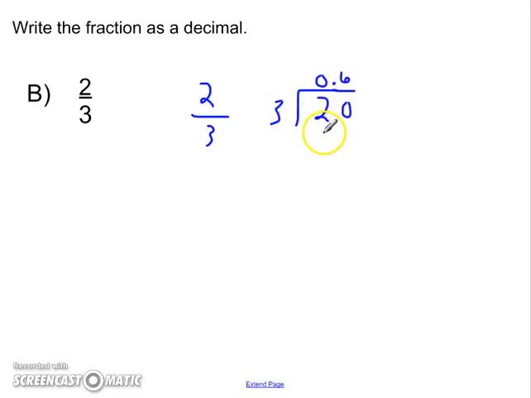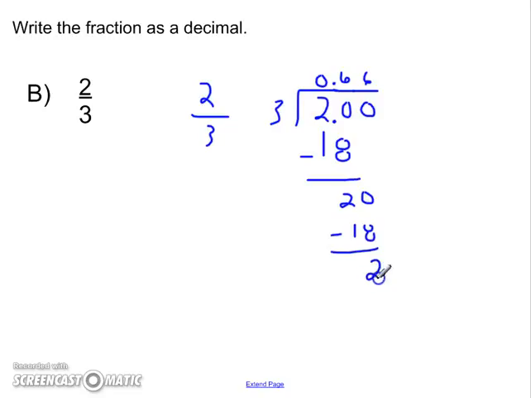3 times 6 is 18, and I subtract 20 minus 18 is 2. Add a 0, drop a 0. Oh, you'll notice again, 3 into 20 is going to be 6 times again, and that is 18. 20 minus 18 is 2, and so 0, 0, give me another 6. 0.6 repeating, 6/10. And again, if you want to put a 0 out front here, you can. You don't. It's not required.